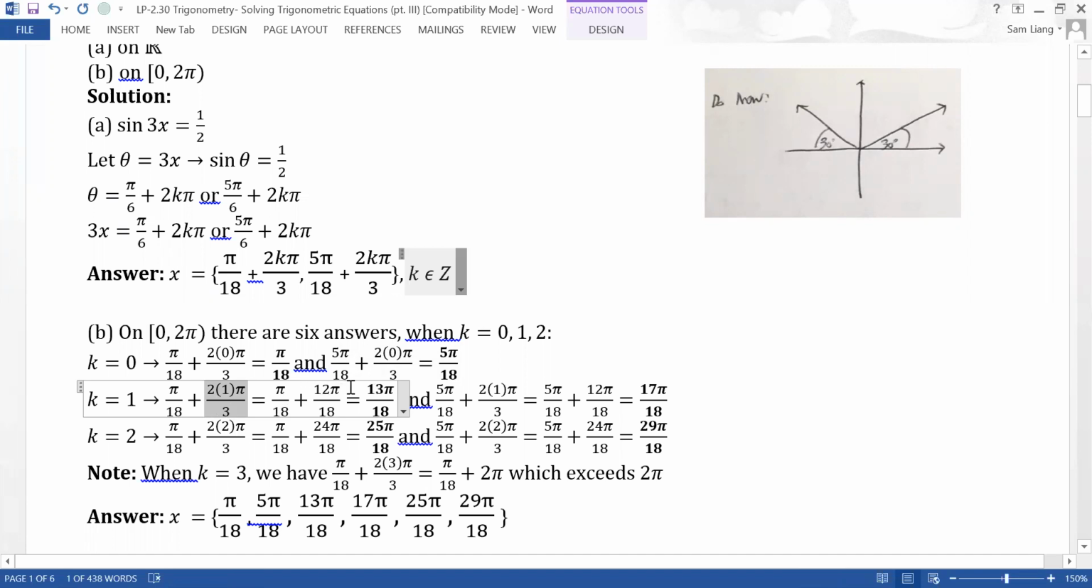So if you do that, you get 13 pi over 18. For the other expression, 5 pi over 18, you're going to add the same thing, right? 5 pi over 18 plus 12 pi over 18. That'll be 17 pi over 18. And then lastly, we have k equals 2.